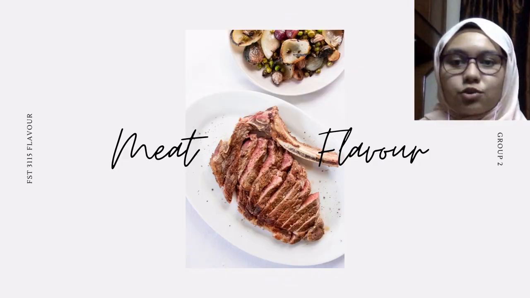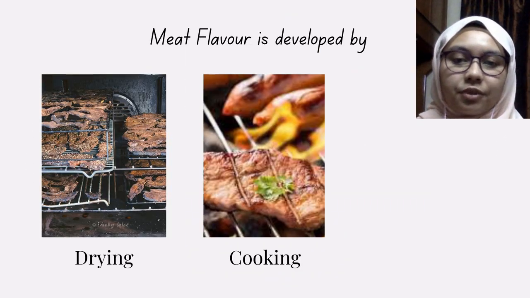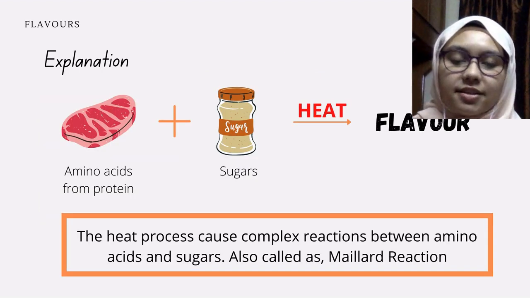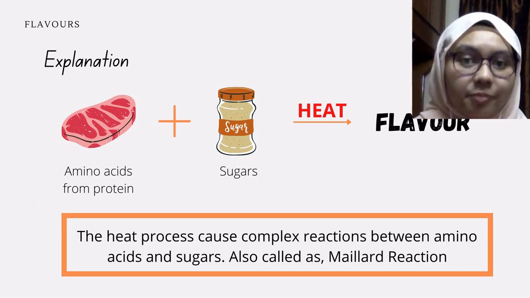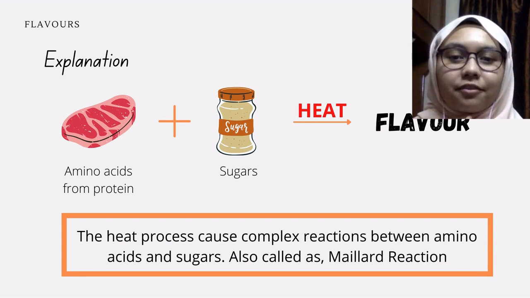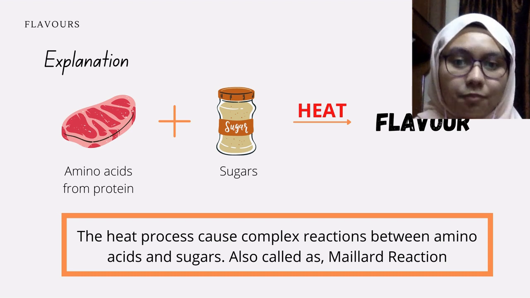Next, we have meat flavors. So meat flavors are developed during cooking, drying, and smoking. These heat processes are important to produce complex reactions between amino acids and sugars, which we call the Maillard reaction. So the ratio of amino acids, fatty acids, and sugars, because of this Maillard reaction, can really play a part in the flavors of meats.